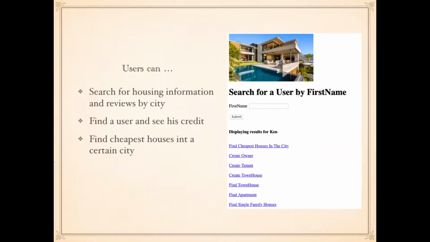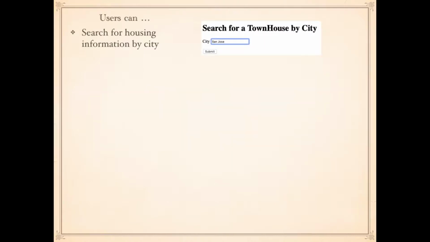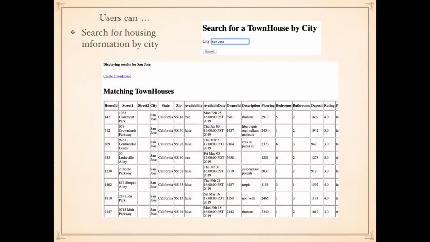Users can do many things using our application. For example, he can search for housing information and reviews, or find the user and see his credit. I'm gonna show you some examples. So users can search for housing information by city. We simply click into search for a townhouse by city and enter the city name, San Jose. And the results are shown here. This image is only part of the form because there are many rows and columns of this form.